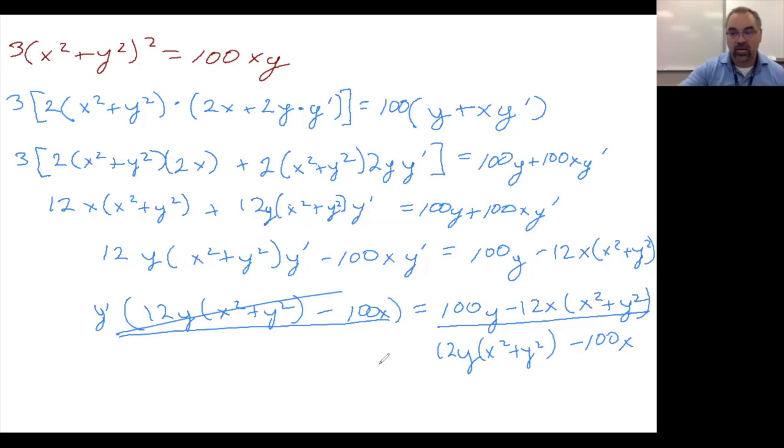Like I said, this one's got a lot of algebra to it, but it's not overly complicated in terms of the process. If you're thinking, hey, look, there's a 4 in common in there, that's a good thought. I just noticed I got 100y and 12x times x squared plus y squared on the top, and 12y times x squared plus y squared minus 100x on the bottom. So yeah, we could reduce that by factoring out a 4, top and bottom, and canceling that out. So that'd be 25y minus 3x times x squared plus y squared over 3y times x squared plus y squared minus 25x.